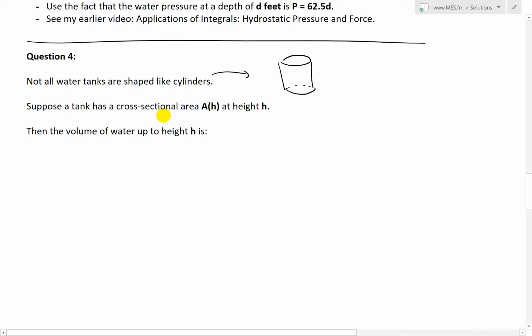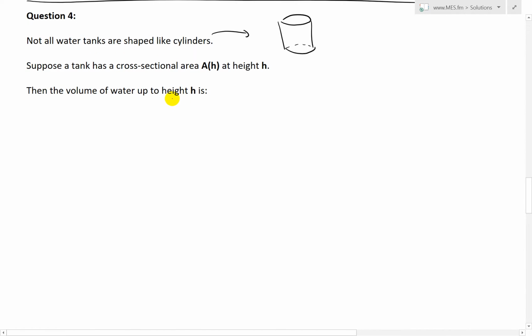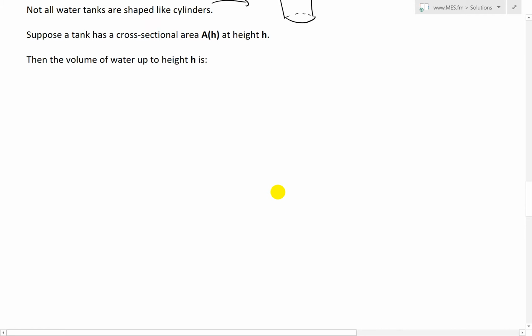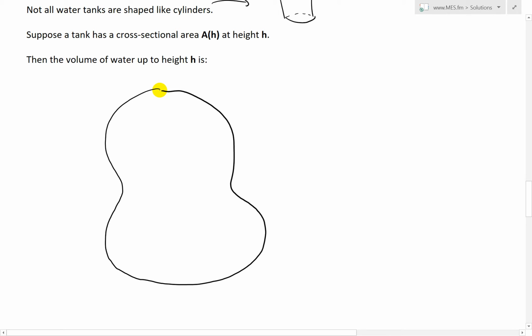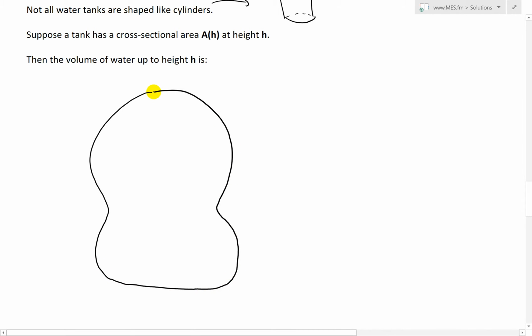shape is just a general shape, so not a cylinder, or it could be a cylinder, but just a general shape. So let's suppose a tank has a cross-sectional area A of h at height h, then the volume of water up to height h is, and I'll draw that in a bit. But let's just look at a general shape. Let's take one that looks something like this. So here's a general shape of a tank. Actually, I'll draw it a bit better here. Let's just say it's flat at the bottom there. So you have a general shape like that.